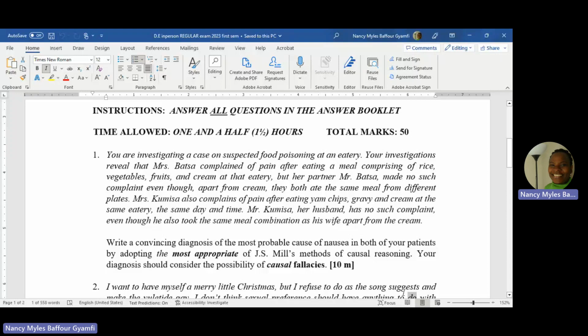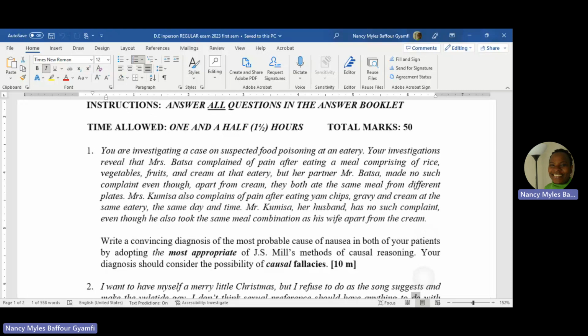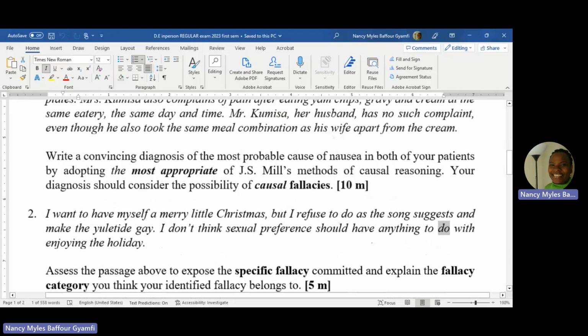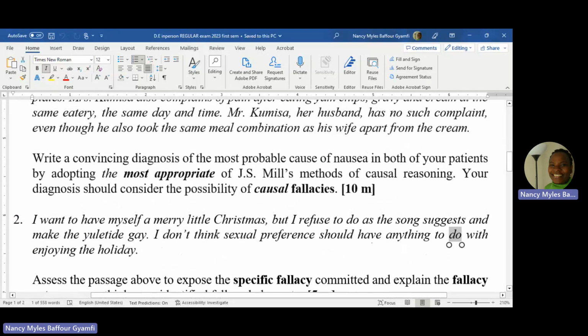So, exam question one. You have the question there, you can check it, but apart from the preamble, the direct question was for you to write a convincing diagnosis of the most probable cause of nausea in both of your patients by adopting the most appropriate, italicized and boldened, the most appropriate of J.S. Mill's methods of causalism. This is unit 9, okay? So the most appropriate would be the joint method of agreement and difference.